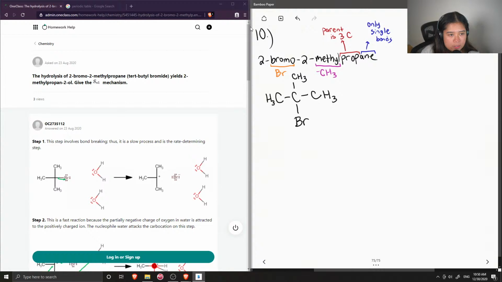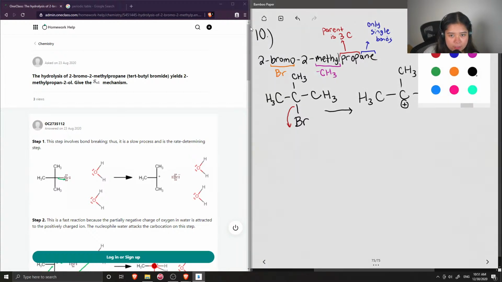In the case of this 2-bromo-2-methylpropane, the most likely leaving group would be the bromine. So bromine is a common leaving group. This will leave our compound and it will form a carbocation. Carbocation can also be pronounced differently, so it just depends. But carbocation means that we have a carbon that is now positively charged.